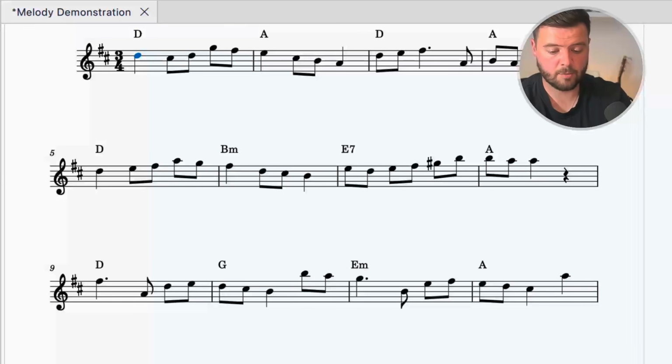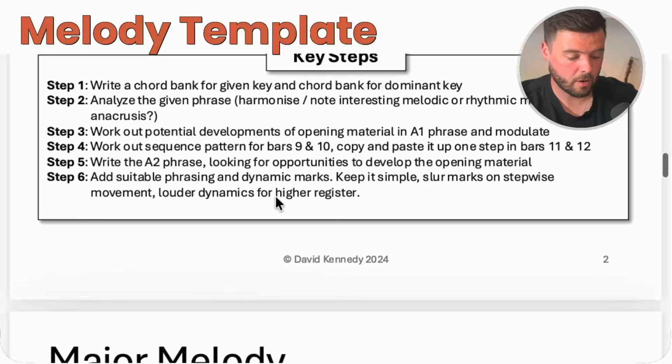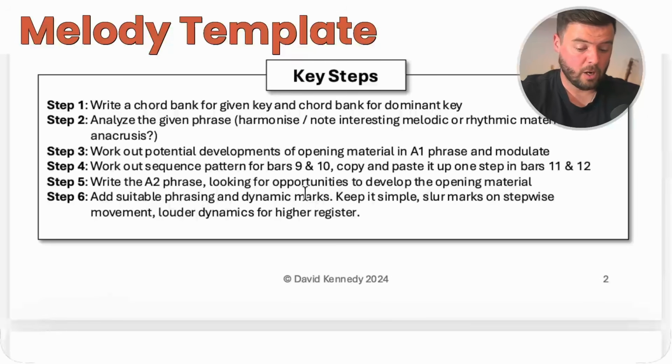So that's the full 16 bars. And now we're finally at step 6. So we're going to add suitable phrasing and dynamic marks. Keep it simple, slur marks on stepwise movement, louder dynamics for higher register. So that's just a general rule of thumb. If you go high, it's good to have it loud. If you are low down, maybe that's where you put in your pianos or mezzo pianos.